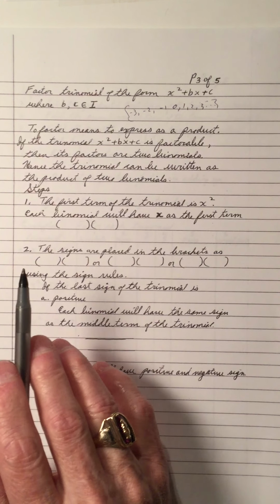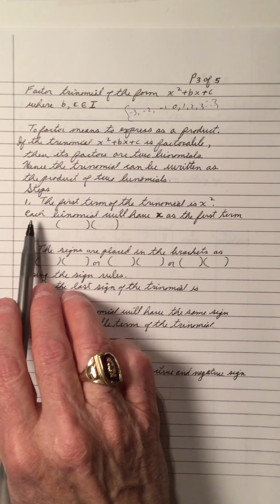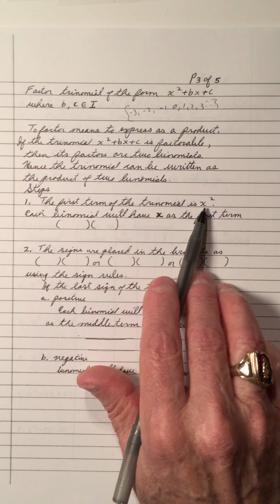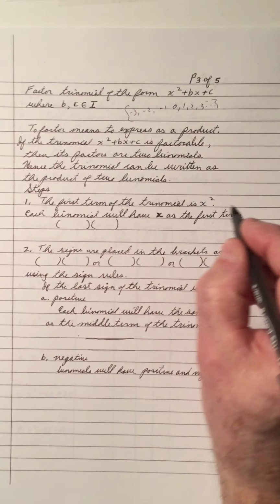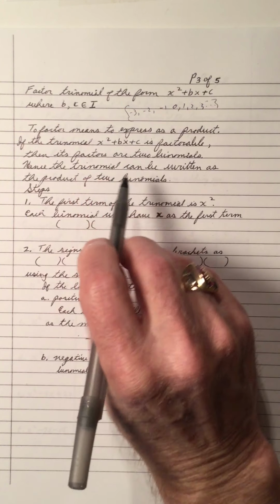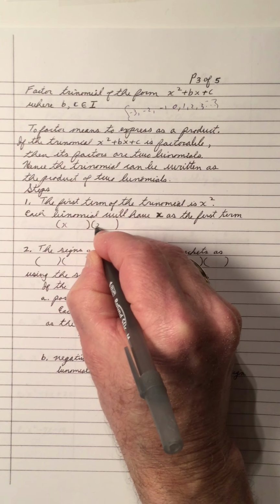Let's follow some steps, and I will practice these steps over and over. Number 1, the first term of the trinomial is x squared. Each binomial will have an x. So when you have a trinomial with an x squared, like right here, you'll put an x in each of those brackets.